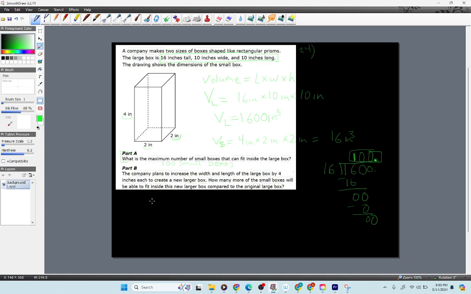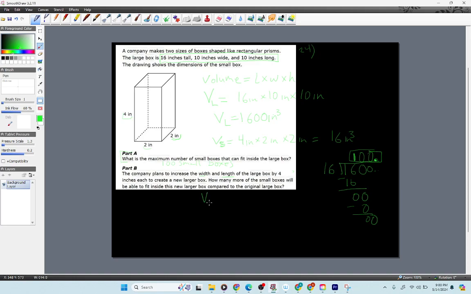All right, part B. Company plans to increase the width and length of the large box by 4 inches. Okay, so this is going to change the volume of the large box. They want to know, once we do that, we increase the width and length by 4 inches each, how many more of the small boxes will fit. Okay, so initially we fit 100, so we'll keep that in mind. Let's find our new large volume.